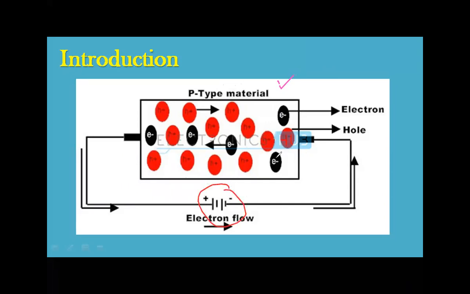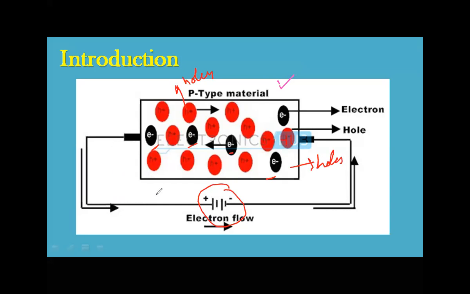Okay. Then in P-type material, as we discussed, more holes are there compared to electrons. The majority charge carriers are the holes. And when you apply the electric field from the battery, the electrons flow from here.